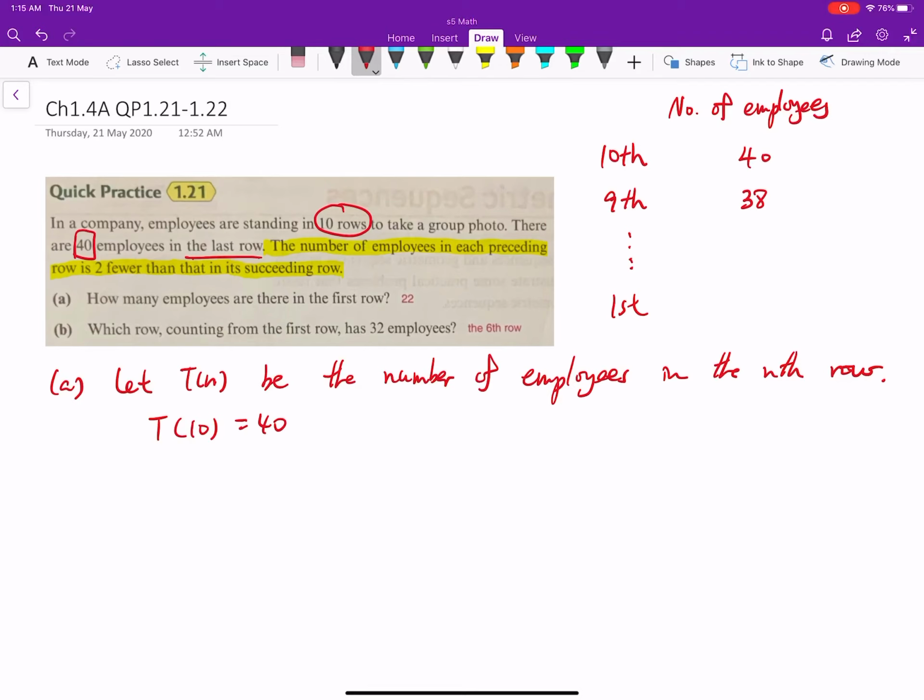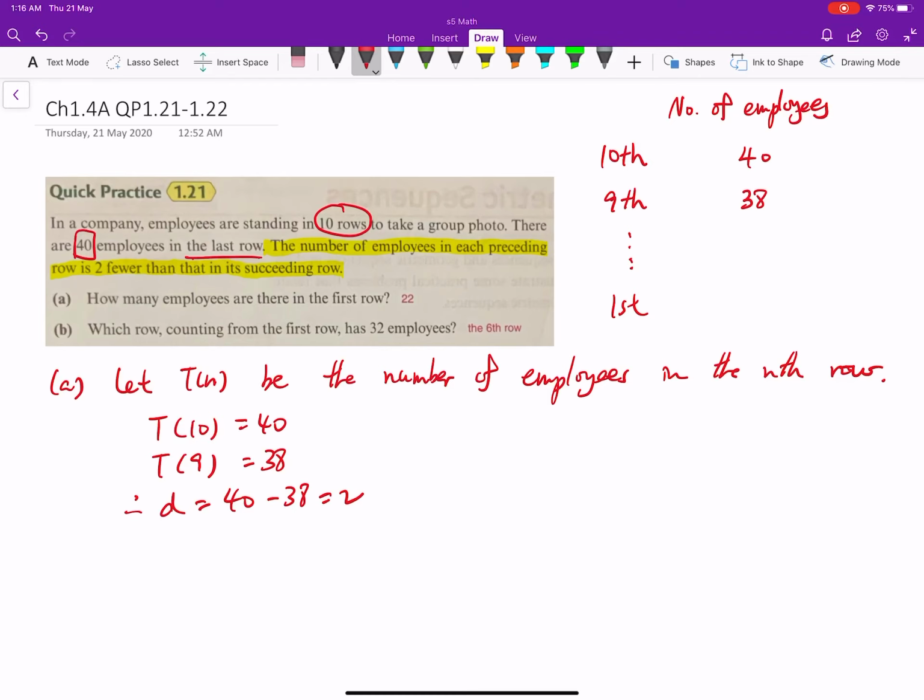Then here just be careful when we try to find d. Now T10 is 40, right? And T9 is 38. So if we want to find d, we use T10 minus T9. So it should be 2 instead of -2. Okay, some of you may think it is -2 because it's 2 fewer, right? But it is descending. So if we want to arrange them in ascending order, then d will be 2 instead of -2. Okay, bear this in mind.